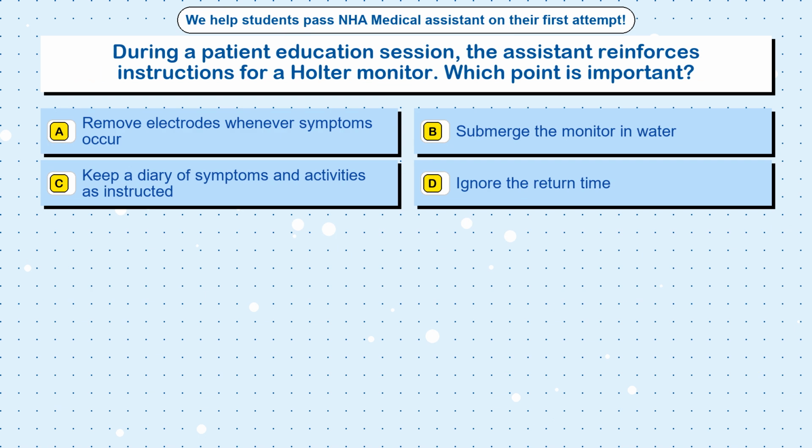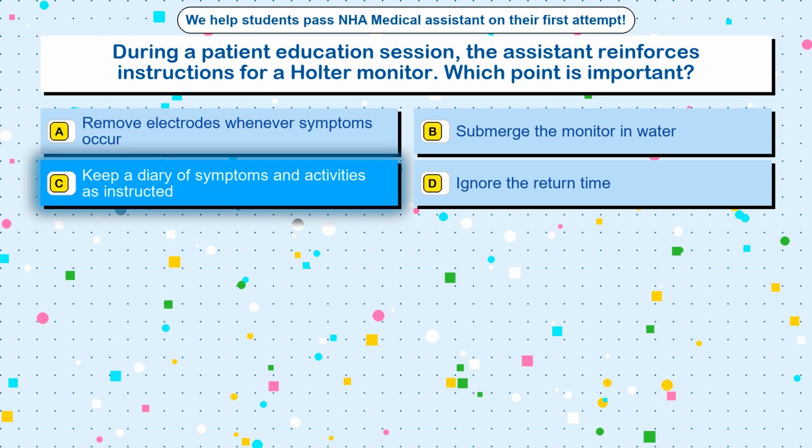Question 58. During a patient education session, the assistant reinforces instructions for a Holter monitor. Which point is important? Option A, remove electrodes whenever symptoms occur. Option B, submerge the monitor in water. Option C, keep a diary of symptoms and activities as instructed. Option D, ignore the return time. The correct answer is option C, keep a diary of symptoms and activities as instructed.